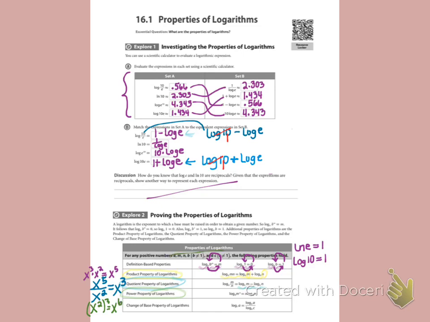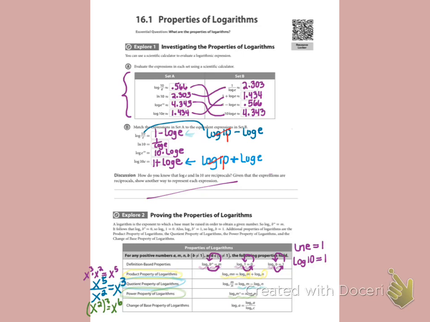Well, remember, a logarithm is a power. It is an exponent, right? It's just written from the other perspective. And so what this property says is that the log base b of m to the n power is the same as n times the log base b of m.